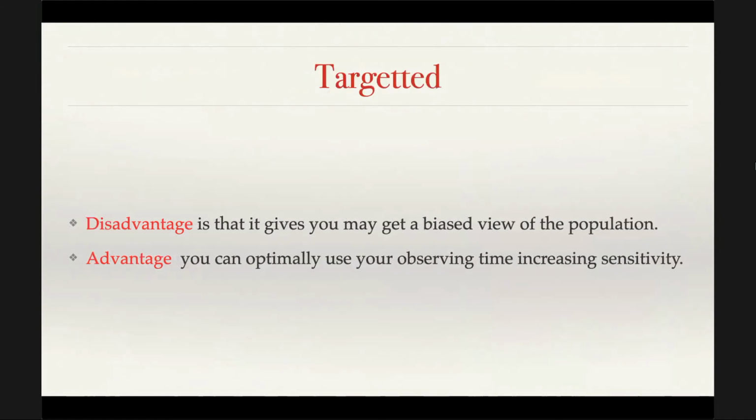The other option is that you can do a targeted survey. You can choose specific regions or objects to look at because you think that there might be a pulsar located there. We'll come back to what those locations might be in a minute. The disadvantage is that it might give you a biased view of the population. You're only looking in the places where you expect to see things, and so maybe you'll only find the types of objects that you already know about. The advantage, though, is that you could optimally use your observing time, increasing your sensitivity and increasing your time per pulsar discovery.